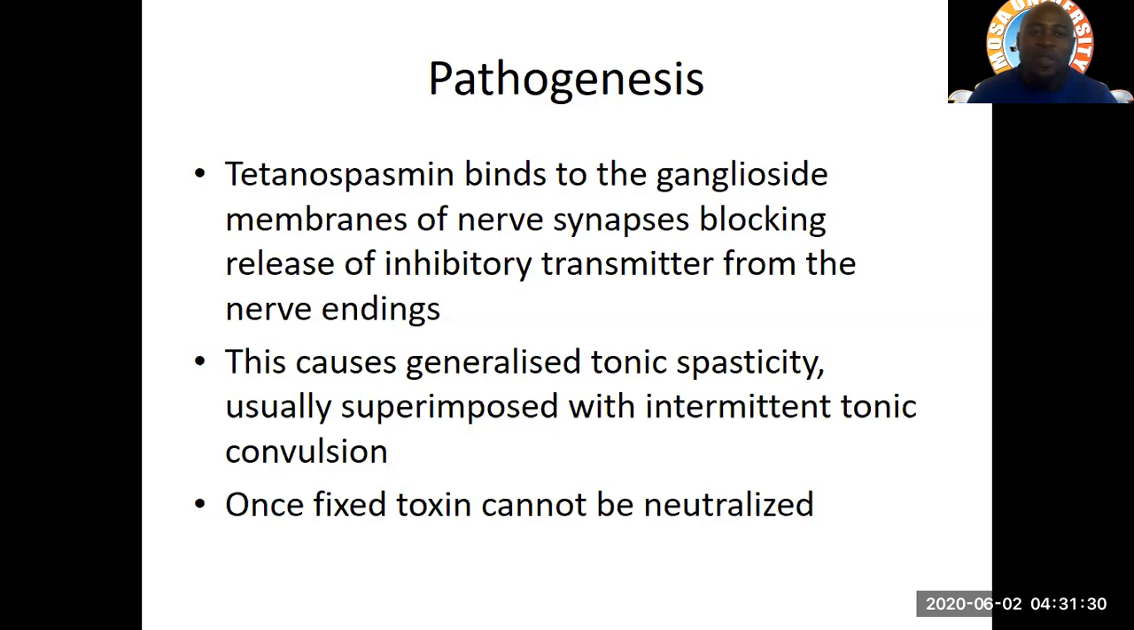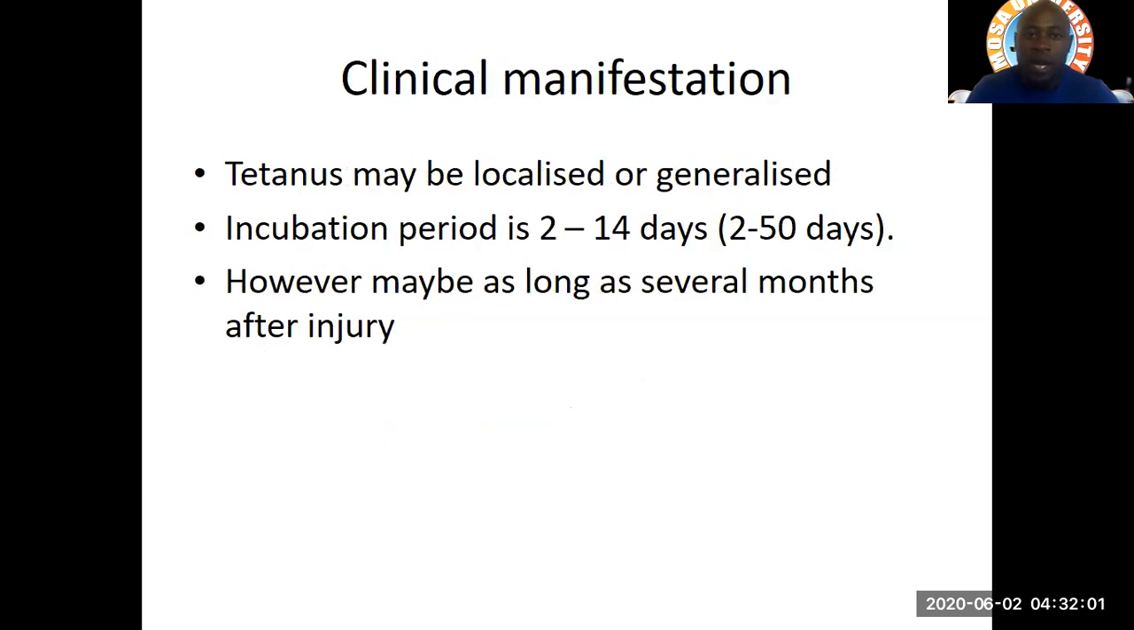So what happens is that when the tetanospasmin has bound to the ganglioside, its work now is to do what? It will block the release of inhibitory transmitter from the nerve endings. As a result of that blockage, there will be generalized tonic spasticity, which means that the spasms are being produced. Okay? So once the toxins have been fixed, they cannot be neutralized.